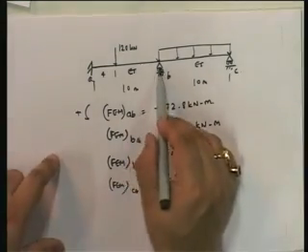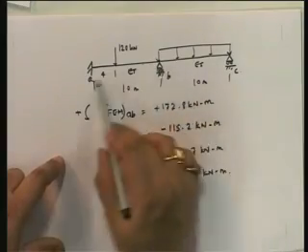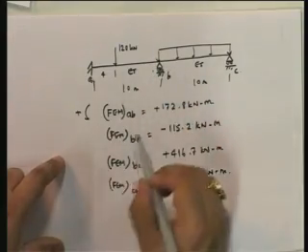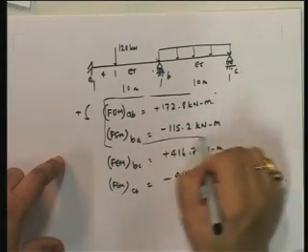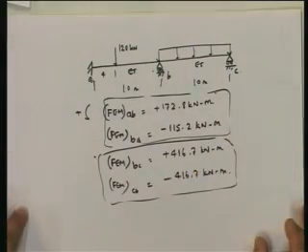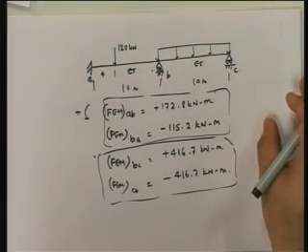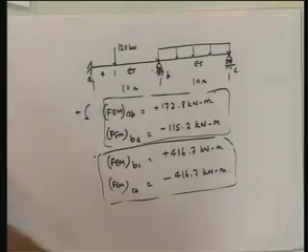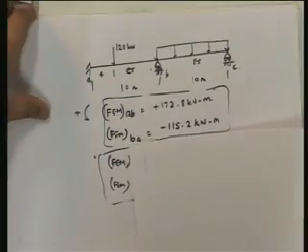So I calculate first the fixed end moment for each member AB and BC. This is for member AB and this is for member BC. So I have calculated the member. What is the next step? The next step is to compute the distribution factors and the carryover factors.